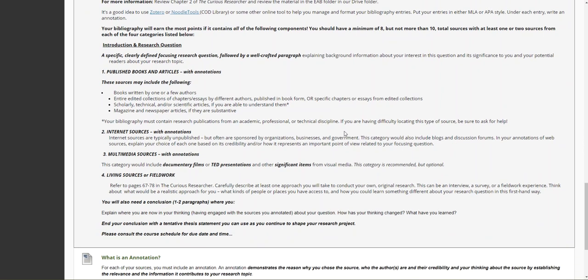You're going to need something from published books or articles, right? So I say books written, edited, scholarly or technical journals through the library databases. The databases are just a wonderful resource there for even magazines and newspaper articles. Now I say here for magazines and newspaper articles, if they are substantive.